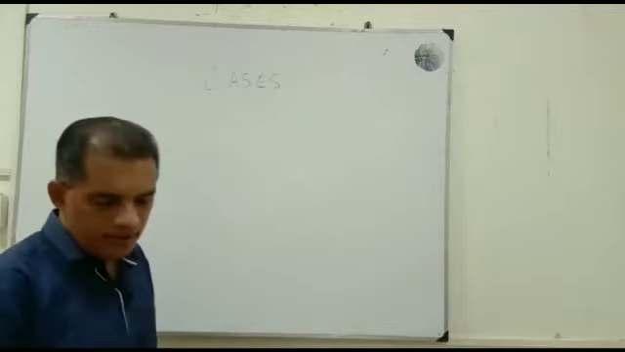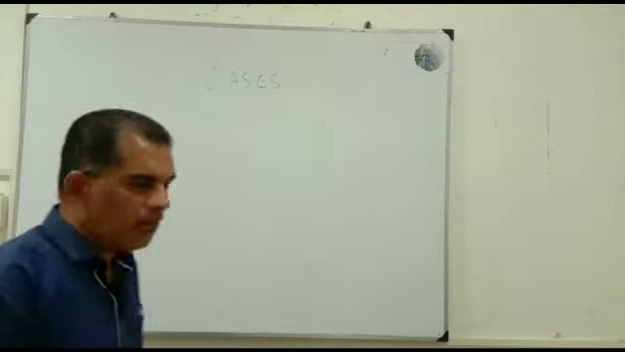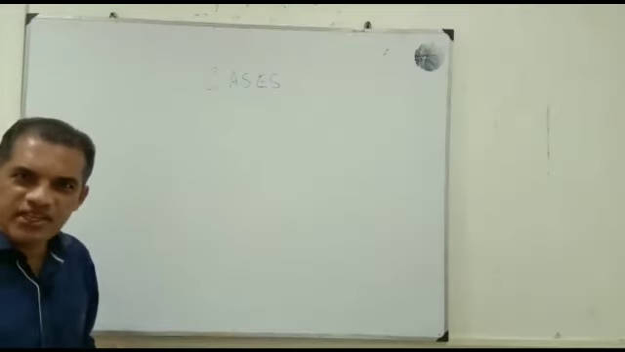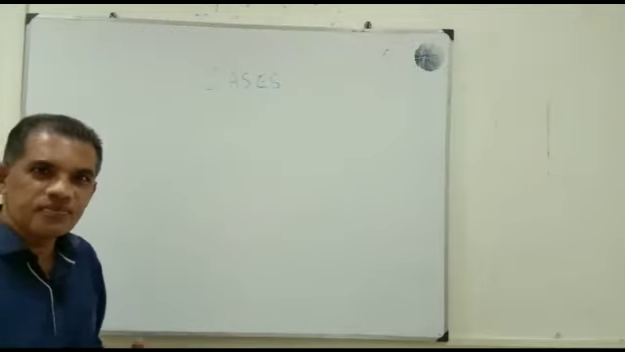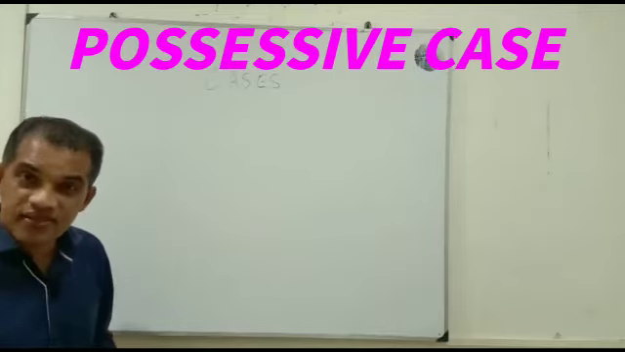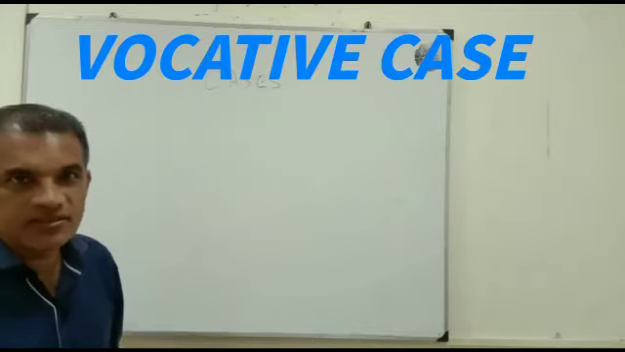There are 5 cases in English grammar. They are the nominative case, the objective case, the dative case, possessive case, and finally the vocative case.